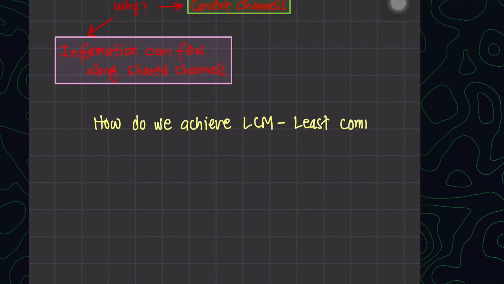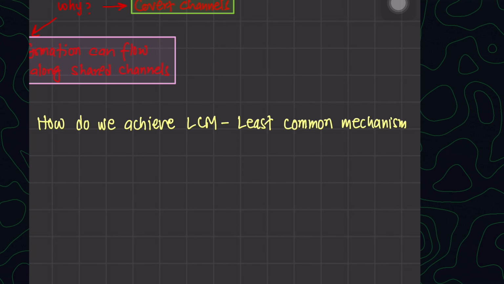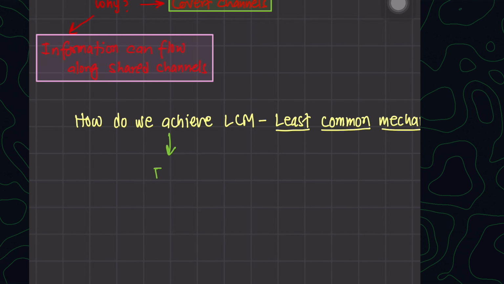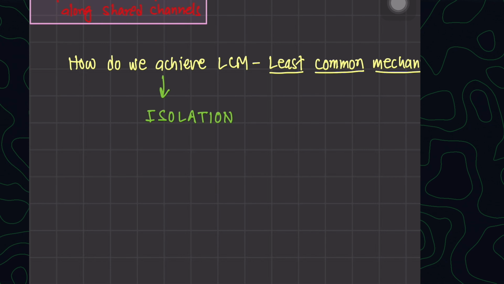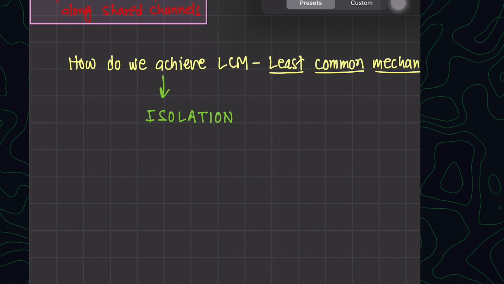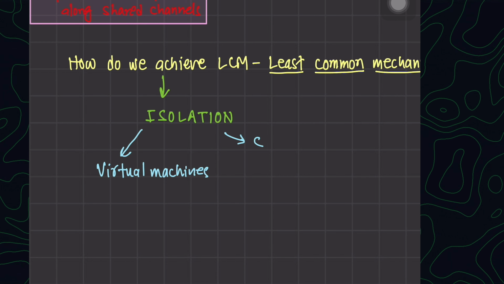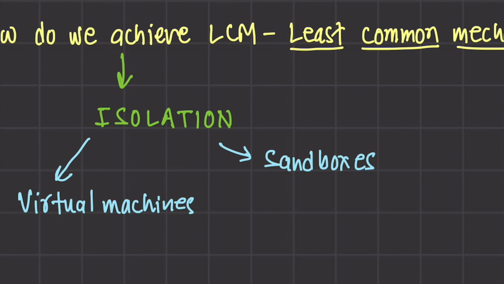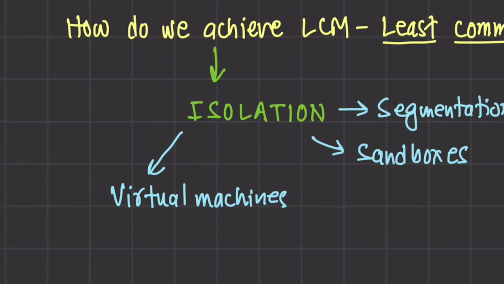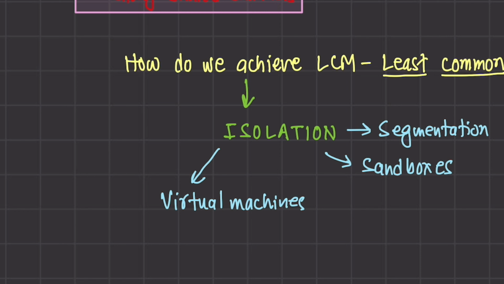The common techniques for achieving least common mechanism, or to avoid a situation of having a common mechanism, or to minimize the usage of common mechanism, are having sandboxes, having virtual machines, or segmenting the network. Or in the case of microprocessors and CPUs, we can have different registers and different memory allocations, which can talk to specific processes, instead of common processes to handle.